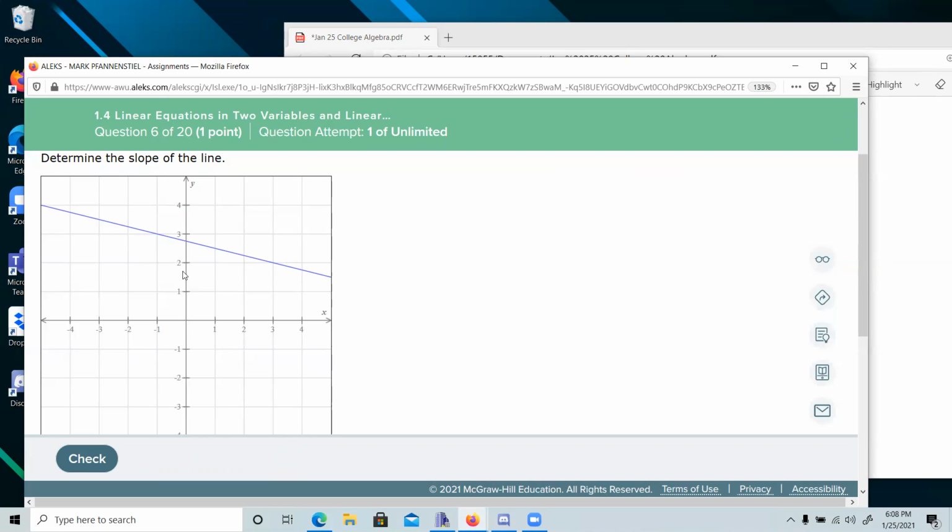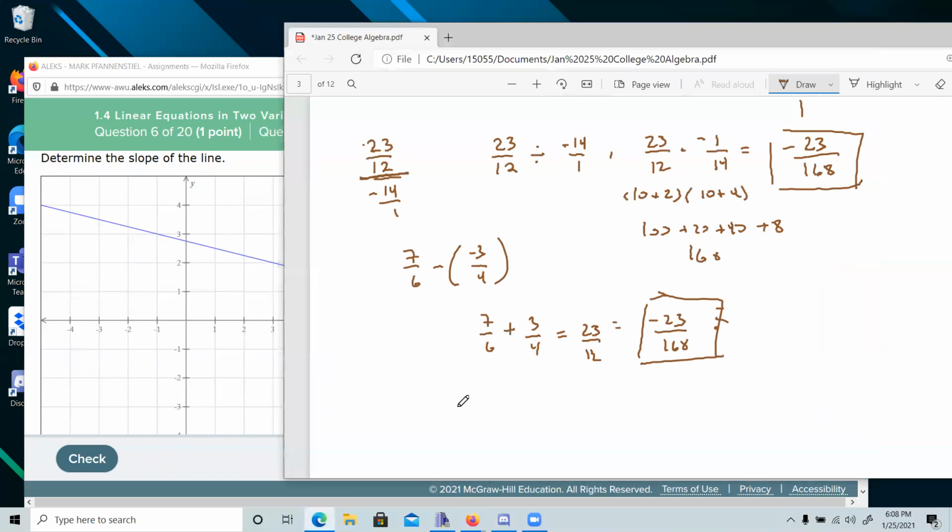Right, there's our corner. So it looks like we're going down one block. Okay, we're going down one block, so that's going to be a -1. And then we're moving over, right? 1, 2, 3, 4 blocks. So the slope of this line would be -1/4.